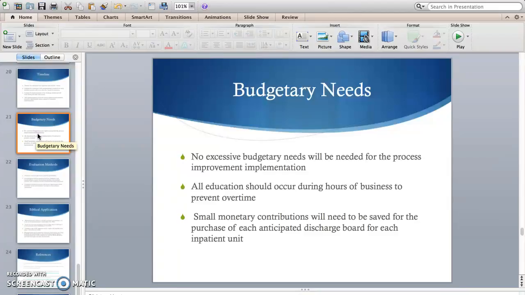There were no excessive budgetary needs for this process improvement. We're going to focus on trying to get all education in during business hours to prevent overtime for employees. The only thing needed was maybe small monetary contributions for the discharge whiteboards for each clinical inpatient unit.